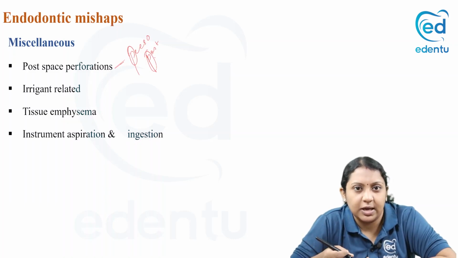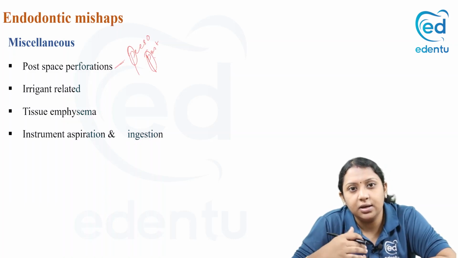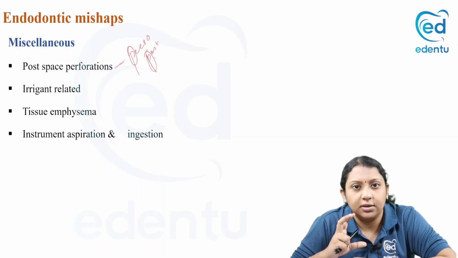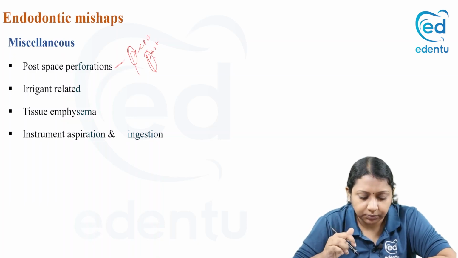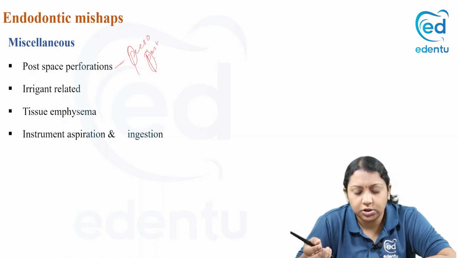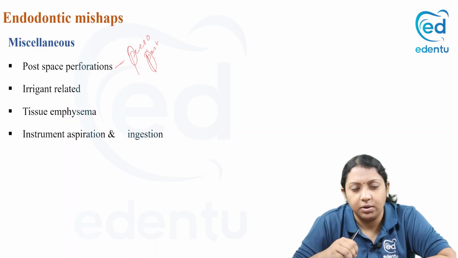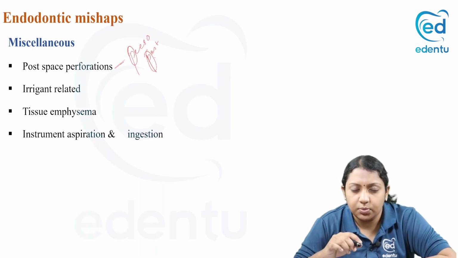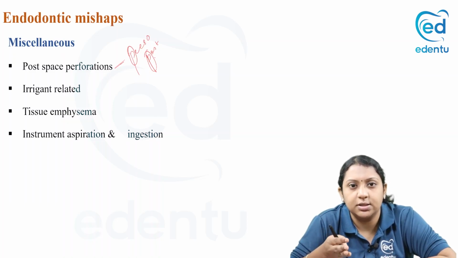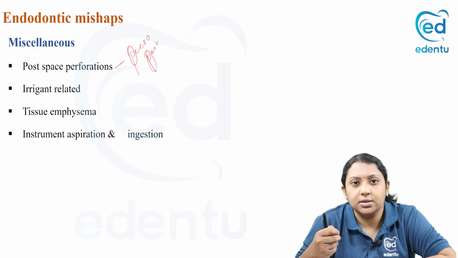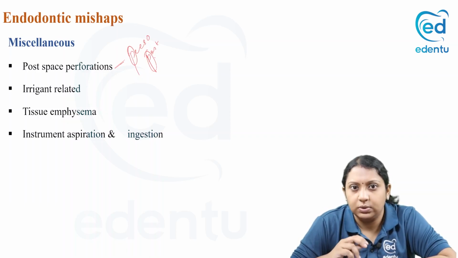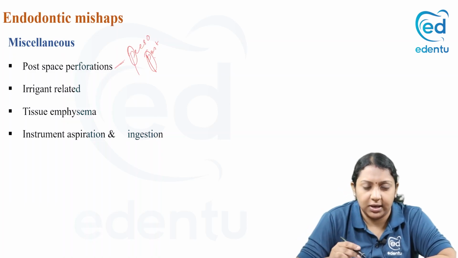Then we have other mishaps related to irrigation. When the irrigant extrudes beyond, the patient can present with hematoma or ecchymosis, etc. Then tissue emphysema, that means from air drying during the procedure. Then instrument aspiration and ingestion. So rubber dam application is a must in such cases, because if we are working especially with upper molars like 27, 17, 16, 26 and so on, there is a chance of instrument aspiration. To prevent that, always isolate the tooth with rubber dam and then perform the root canal procedure.